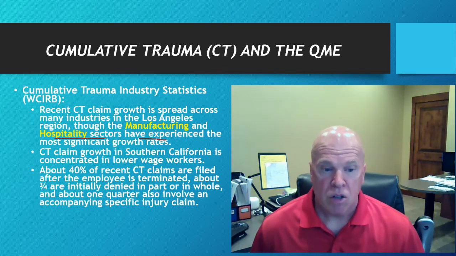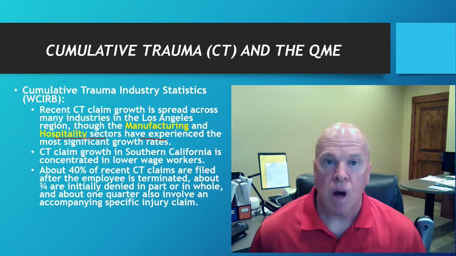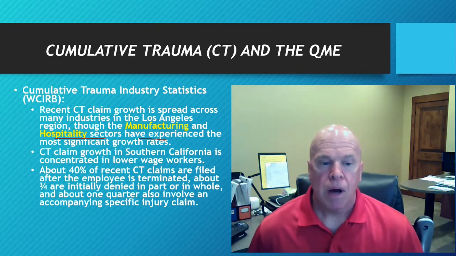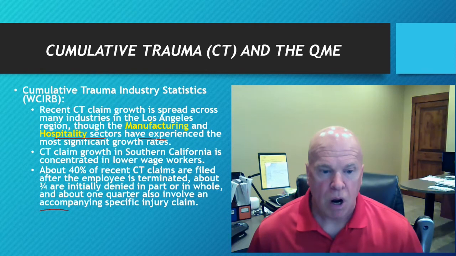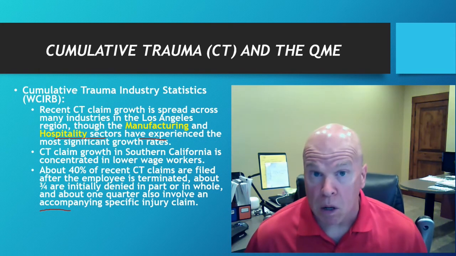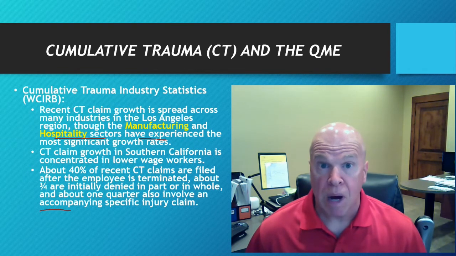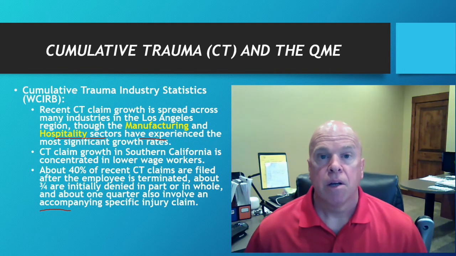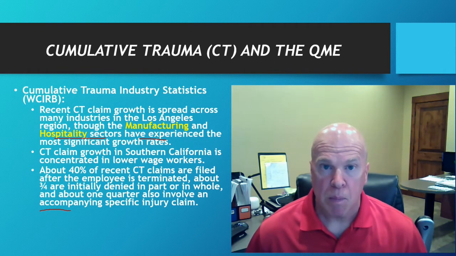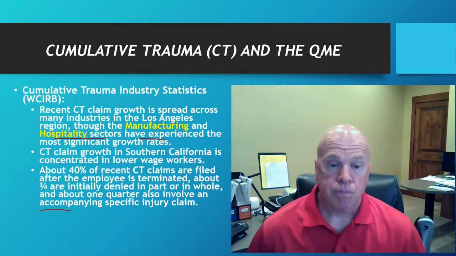Now, of these post-employment cumulative trauma injury claims, about 3/4 of those are initially denied either in part or in whole, meaning that perhaps one of the body parts is accepted, where several of the claimed body parts are denied.